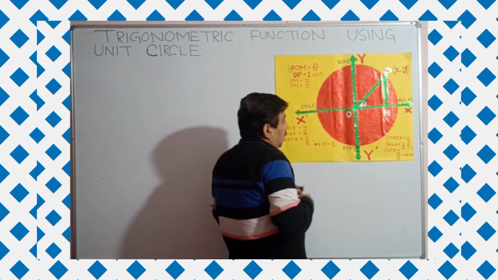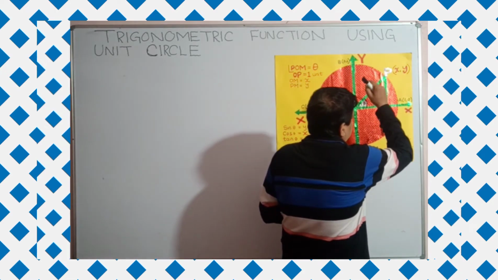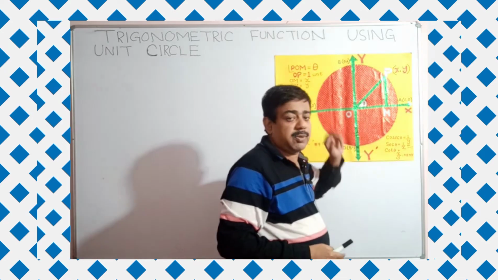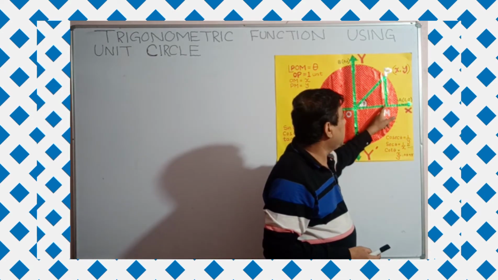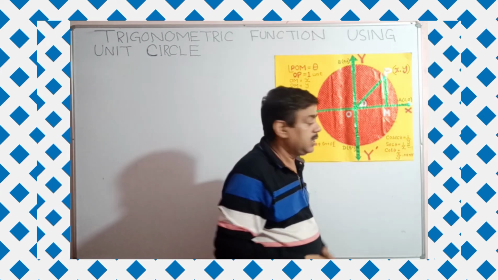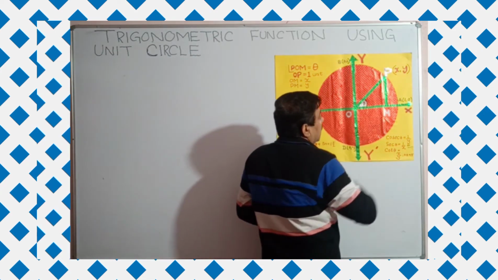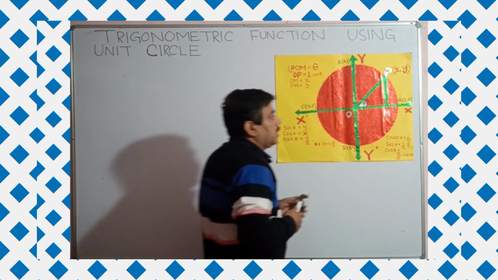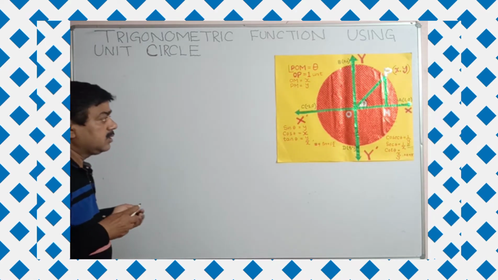So according to the coordinate axis, since P is the point whose coordinate is (x, y), naturally OM must be the x coordinate, and PM must be the y coordinate. Is it clear? Understand?